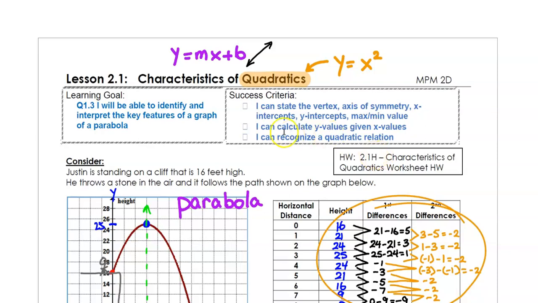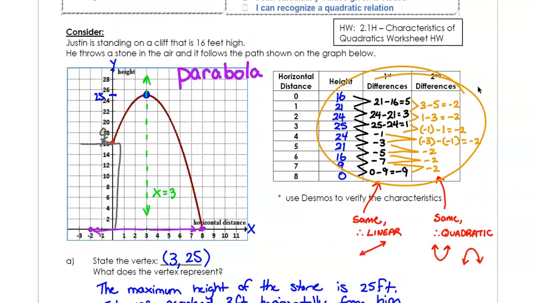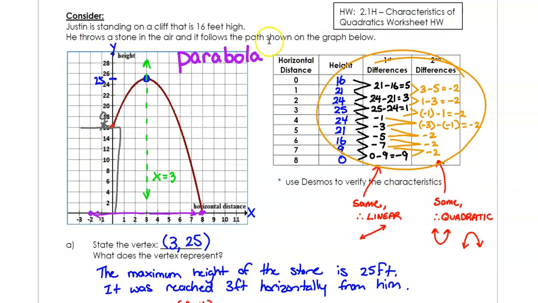Okay, so this is lesson 4.2, which is characteristics of quadratics. We know that a linear function looks like this in terms of the equation: degree 1 on the x, whereas a quadratic has a degree 2, right? And so let's just consider a situation.